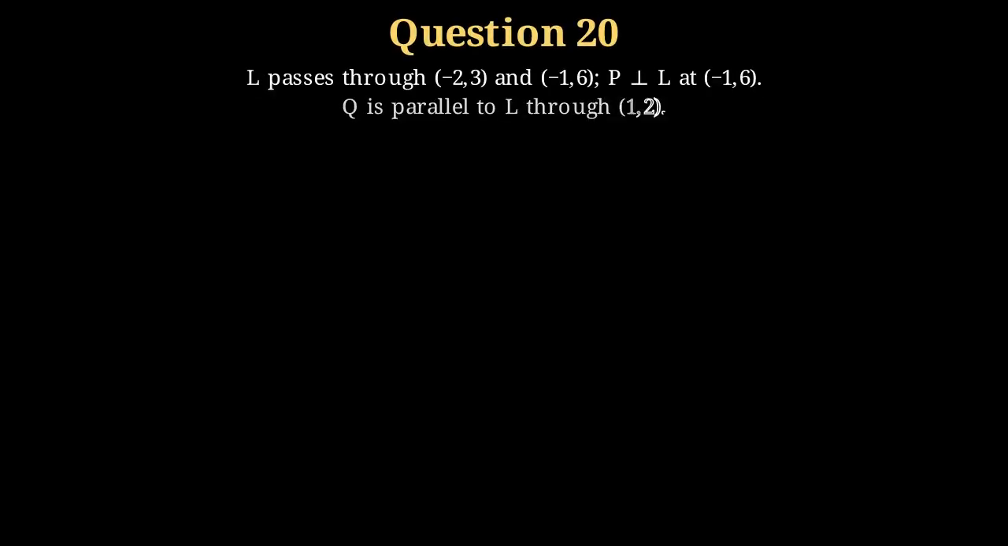Question 20 is coordinate geometry in 4 parts. Line L passes through (-2, 3) and (-1, 6). Line P is perpendicular to L at (-1, 6), and line Q is parallel to L, passing through (1, 2).